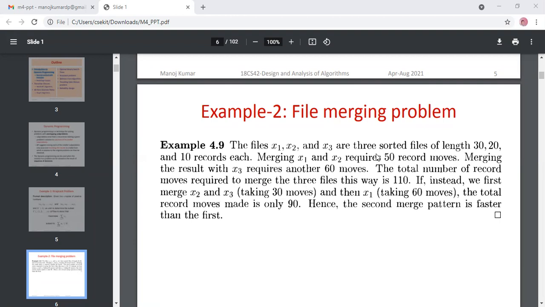Total number is 60 plus x1 and x2 50, and merging that with x3 takes 60. So the total number of record moves required to merge the three files is 110. If instead we first merge x2 and x3, it is 20 plus 10, 30 moves. Then merging with x1 takes 60 moves. The total record moves is only 20. And the second merge pattern is faster than the first.